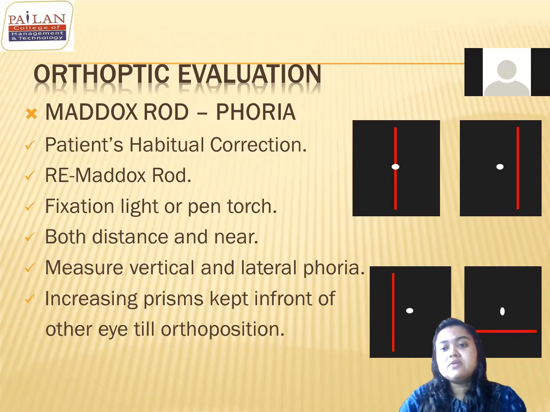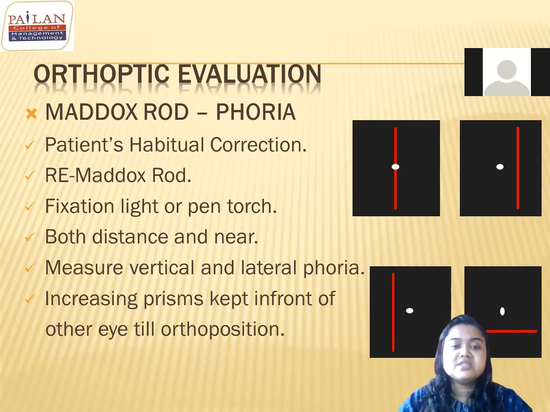Whatever is the phoria for distance and near, we note it down in our copy. Normally we have an orthoptic evaluation sheet, where we record all this data. This sheet needs to be maintained, because once you do the complete orthoptic evaluation, you can study the case later. So you need to maintain the case sheet for an orthoptic evaluation, and note down the phoria for distance and near.